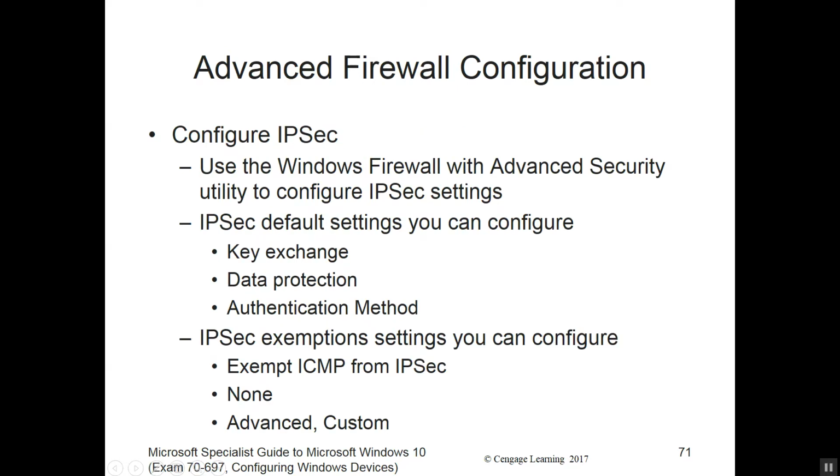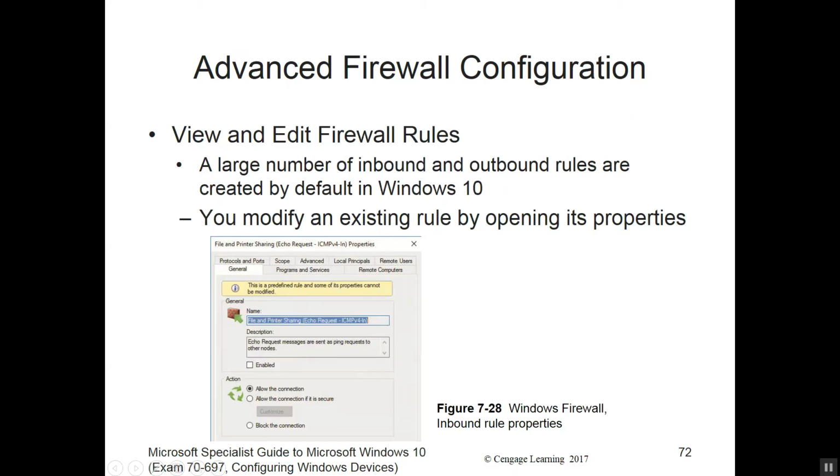So we've got IPsec, used Windows Firewall and Advanced Security Utility to configure IPsec settings. IPsec's default settings can configure key exchange, data protection, and authentication mode. IPsec exceptions settings you can configure are exempt ICMP from IPsec, or none, or advanced or custom. And here's our interface for it. You can view and edit firewall rules and change the settings.